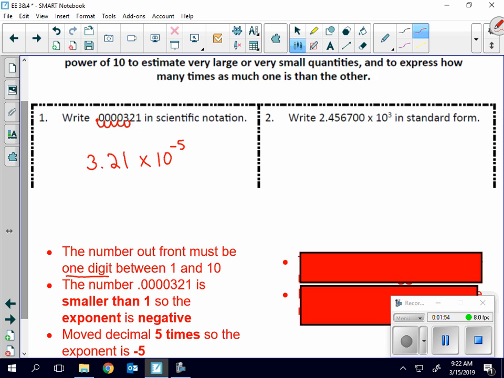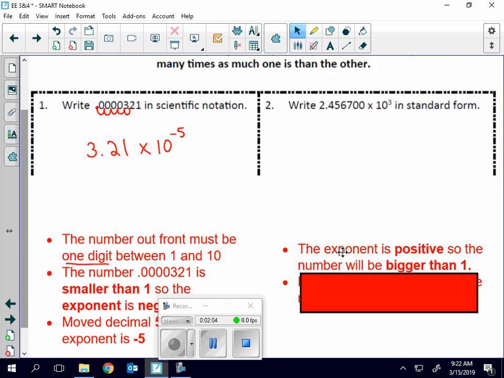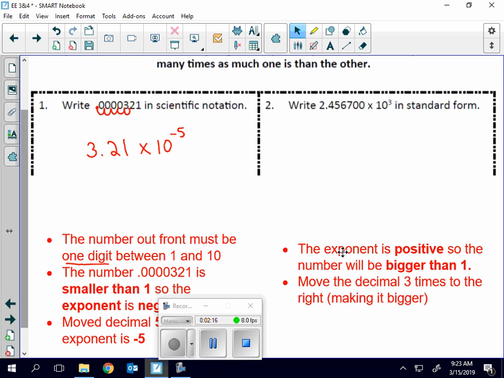All right, number 2. We want to write this in standard form. The exponent here is positive, so the number itself is going to be bigger than 1. When we change it to standard form, it's going to be bigger than 1. We're going to move the decimal 3 times to the right, making it bigger. Pause the video, write that down.